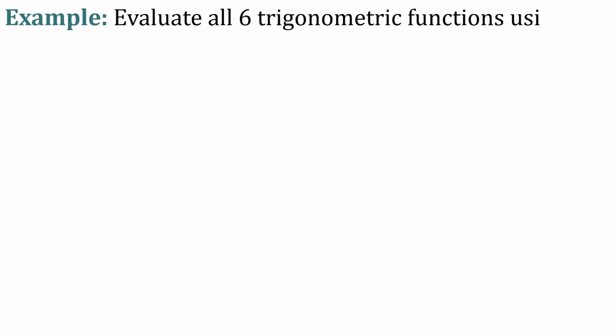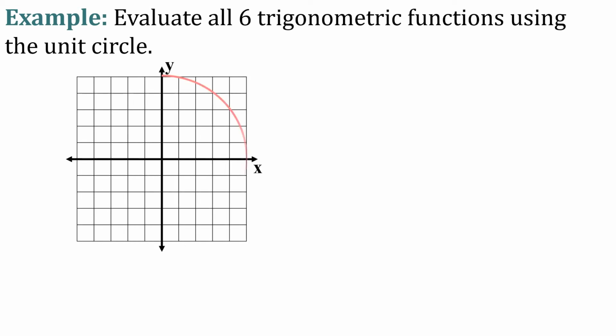So let's dive into an example. Evaluate all 6 trigonometric functions using the unit circle. Here we have a unit circle. Its radius is 1, and we want to open it up to this point right here. This point is negative 12 over 13, comma 5 over 13. So we want to use this point, knowing that it's on the unit circle, to find all 6 trig functions.